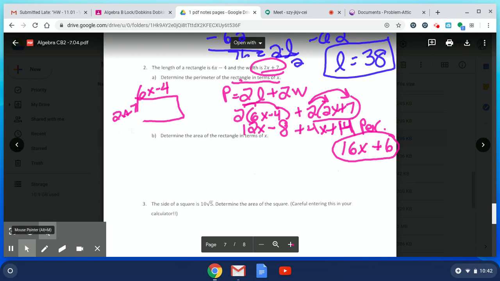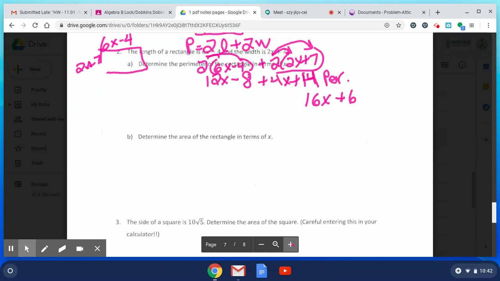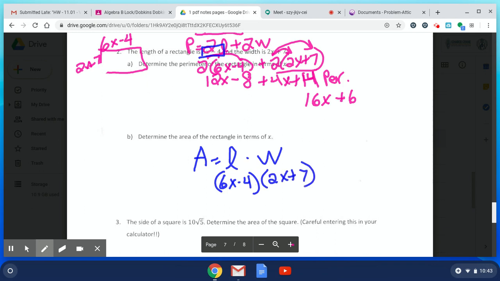Looking at part B, it asks us to determine the area of the rectangle. So here we know area equals the length times the width. And going back up to the question, sorry, everything kind of shifted on me. The length is 6x minus 4. And the width is 2x plus 7. So here we substitute those binomials with parentheses, and now we need to double distribute.